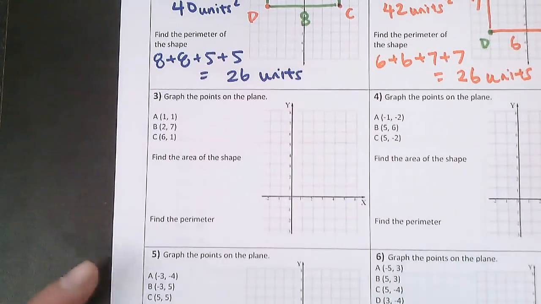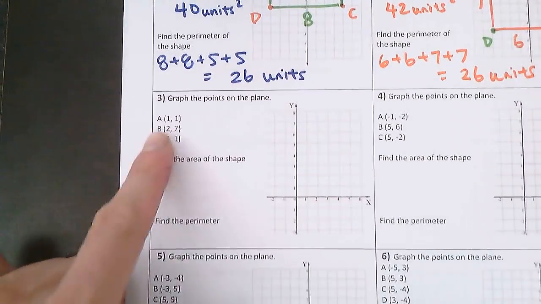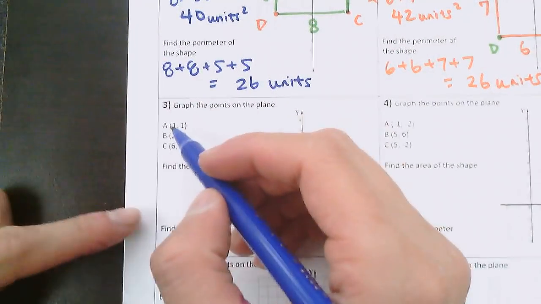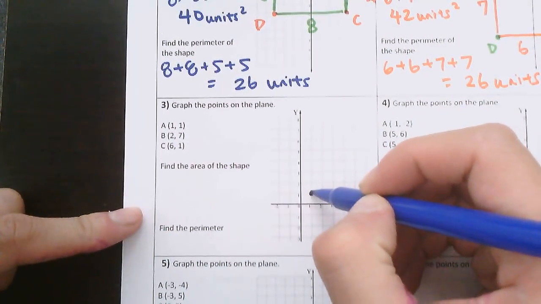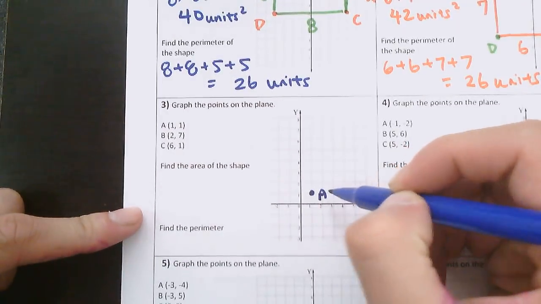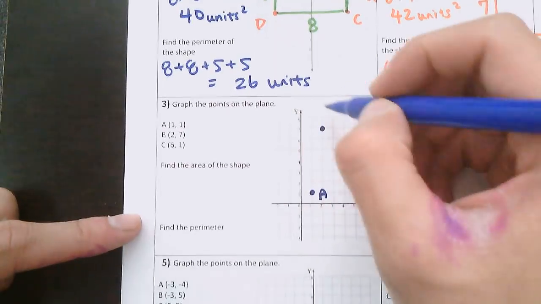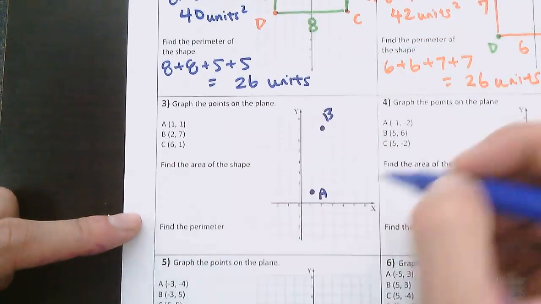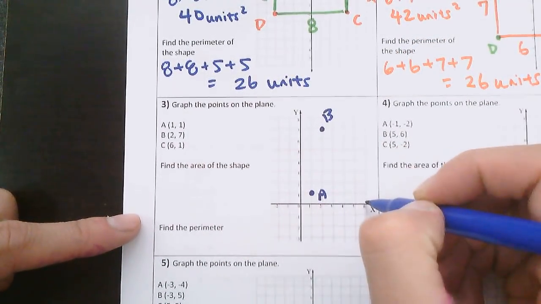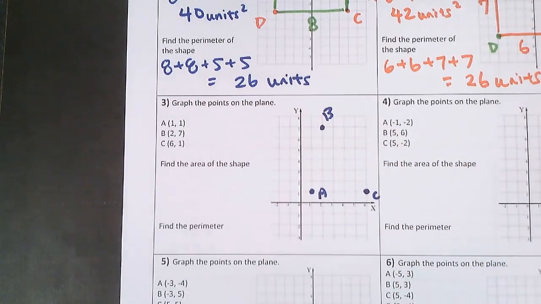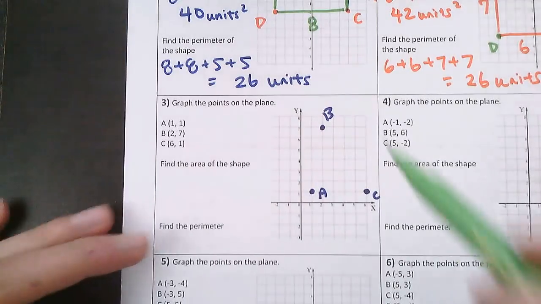Okay, let's take a look at the next one. Number 3. Okay, now we have 3 points, so you can probably guess what shape it's going to make. A is at 1, 1, so 1, 1 is right here. There's point A. B is at 2, 7, so we go 2 up to 7. There's B. C is 6, 1, so we go out 6 and then up 1. There's C. Let's connect our points to make our shape.